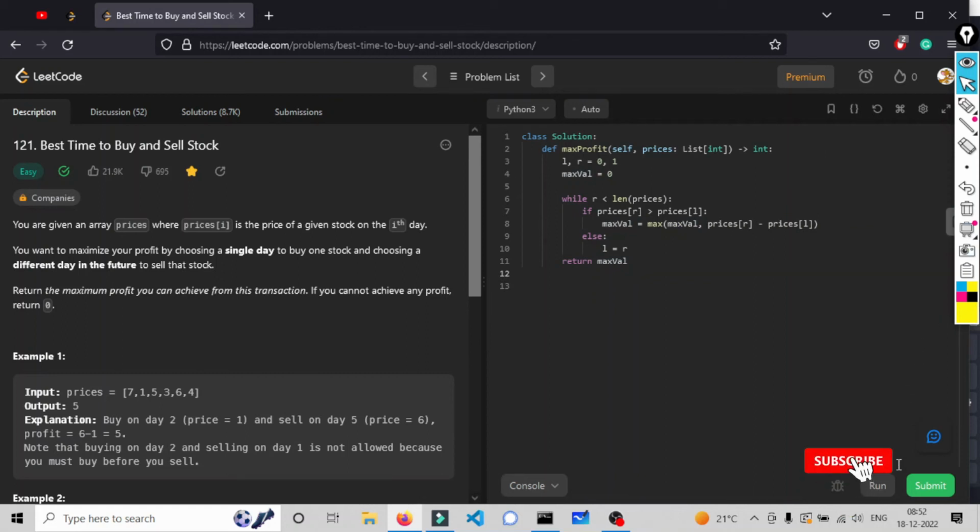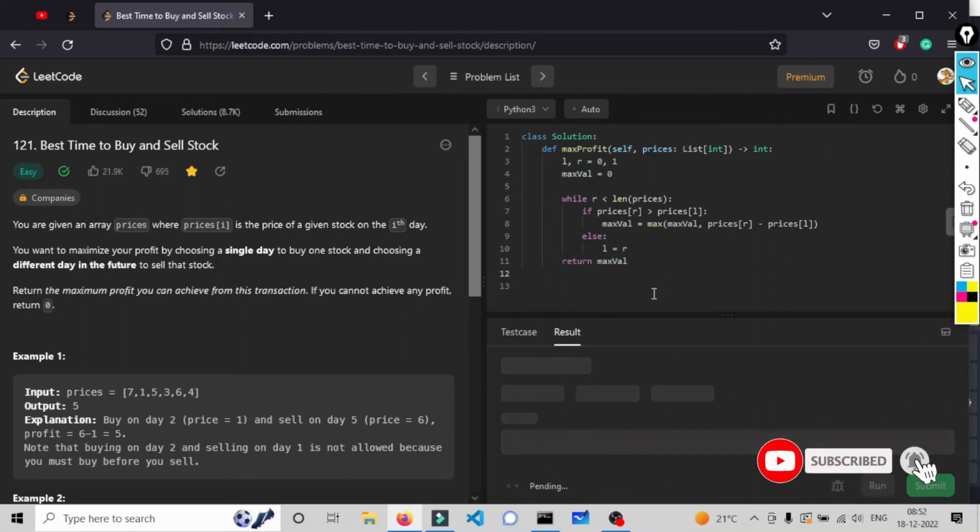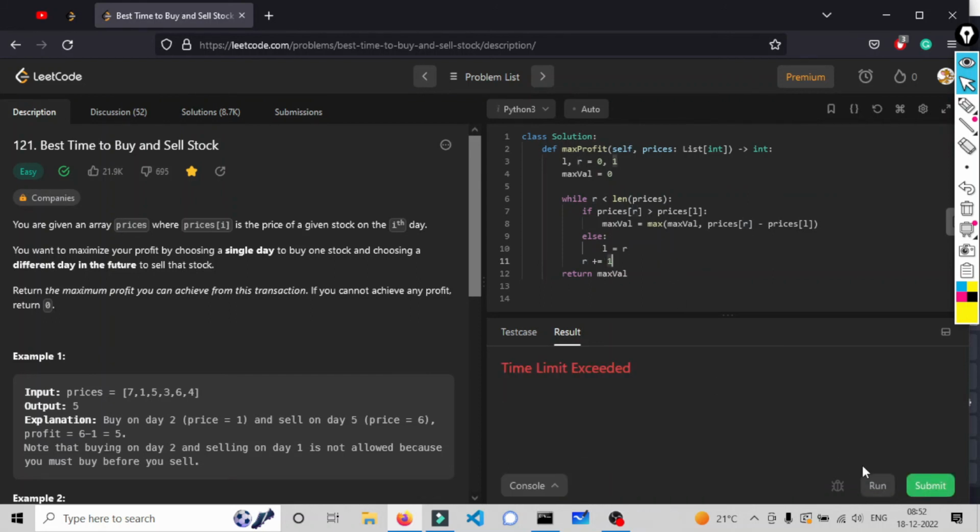Now let me just run this code. Okay, there is one mistake here. I'm not currently updating the right value, so this will run in an infinite loop. Okay, now as you can see, this is working fine.